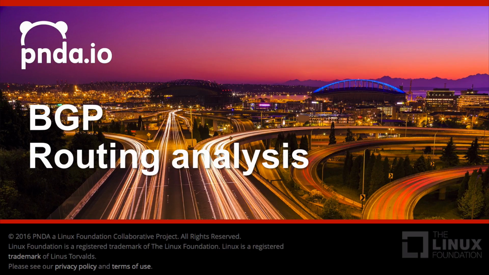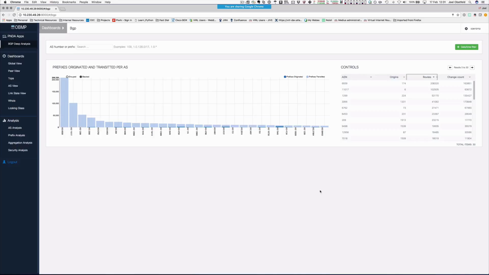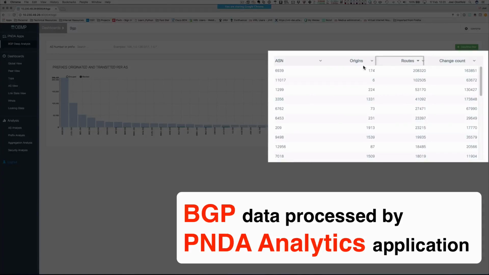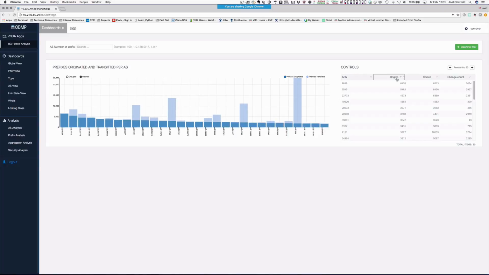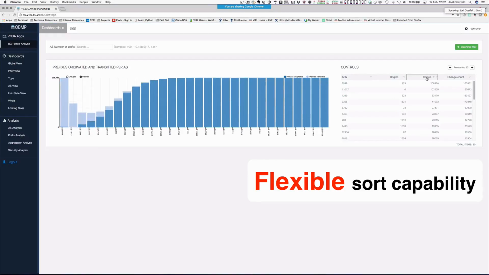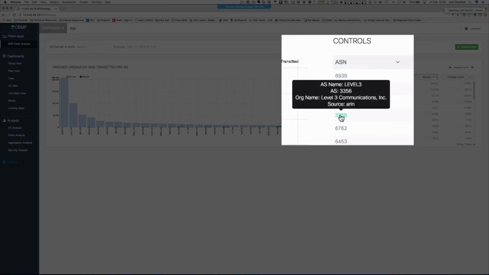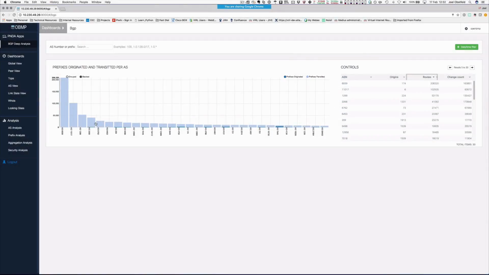In this application, we're going to apply big data analytics to BGP using the OpenBMP project in combination with PNDA. In this view, we're gathering statistics from our BGP peers and understanding the number of prefixes that we're receiving, the numbers that are being transited, and the numbers that are being originated. The simple float over just gives us more information about who the individual AS numbers actually are.